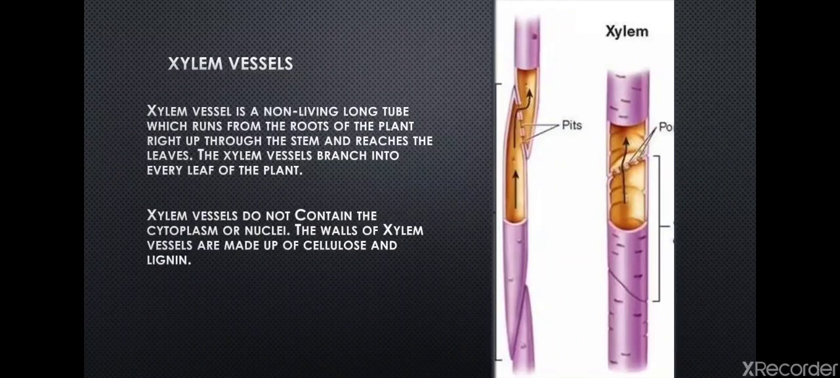So here in this picture you can see we have xylem on one side and we have tracheid on the other side. On the right side we have xylem, where you can see the pores. We have a thin area of cell wall with open ends. We have space containing no cytoplasm.